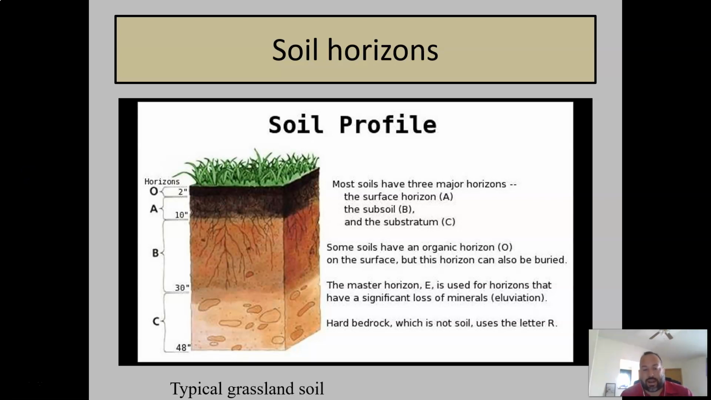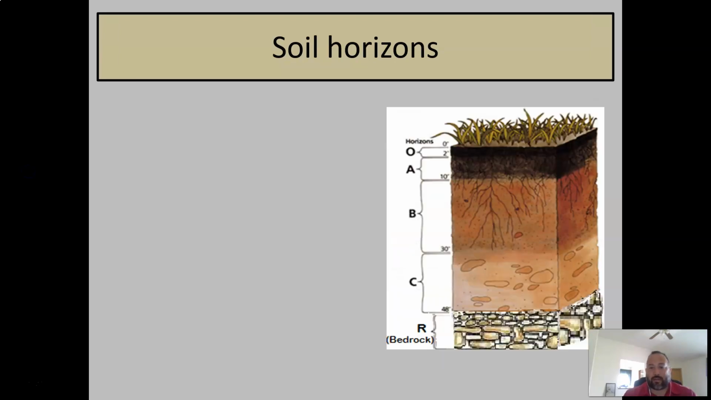So for a typical grassland soil, that's what we're looking at, the O, A, B, C, R kind of setup. You can see in this slide it talks about an E layer. It says it's used for horizons that have a significant loss of materials through eluviation. In forested soils, sometimes you can have an E layer in between the A and the B. But for the most part, when we're talking about a typical grassland soil, this OABCR is going to be our normal idea.